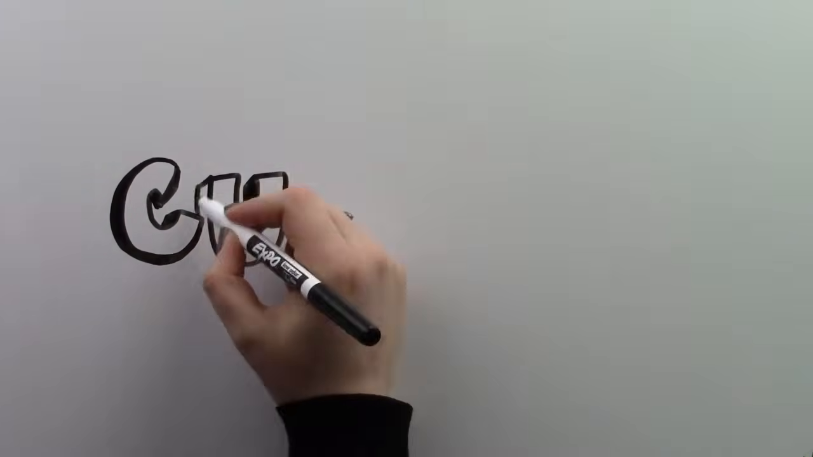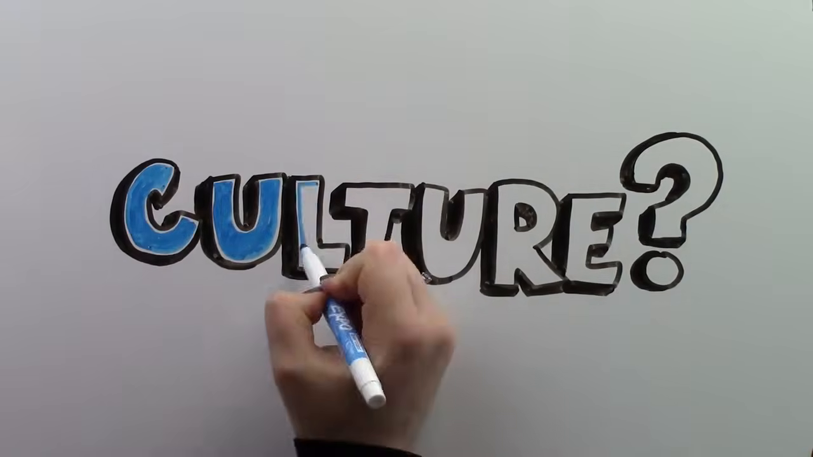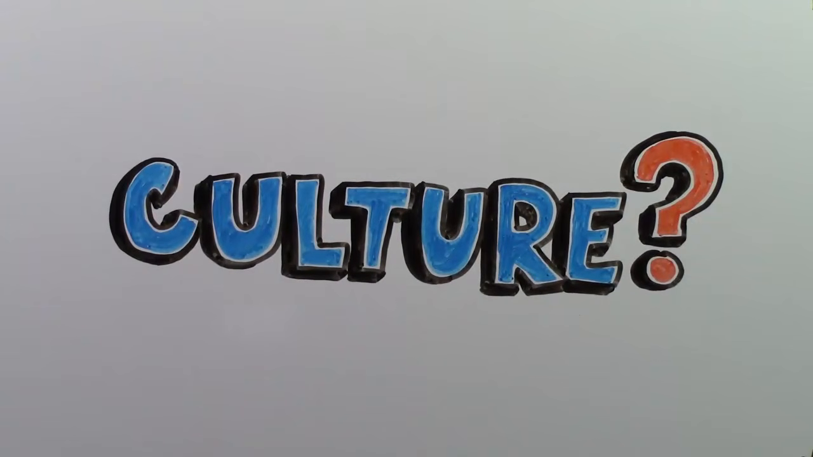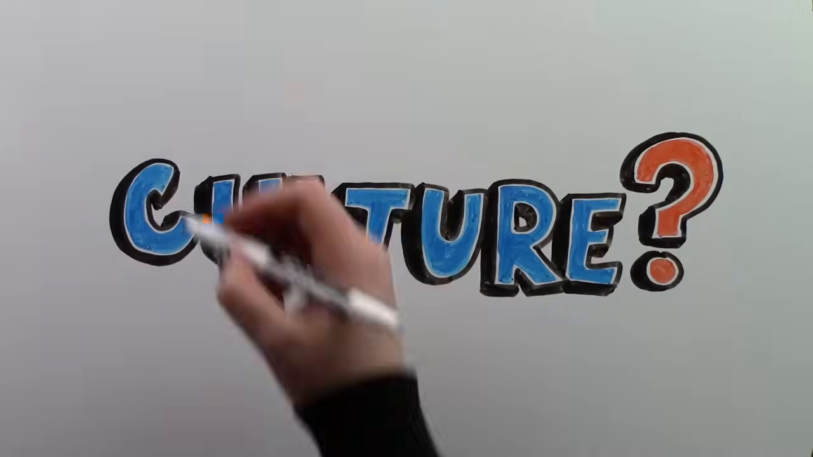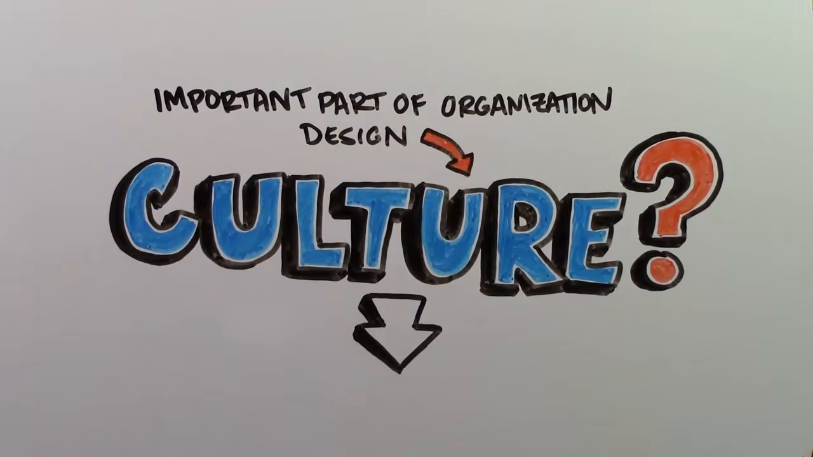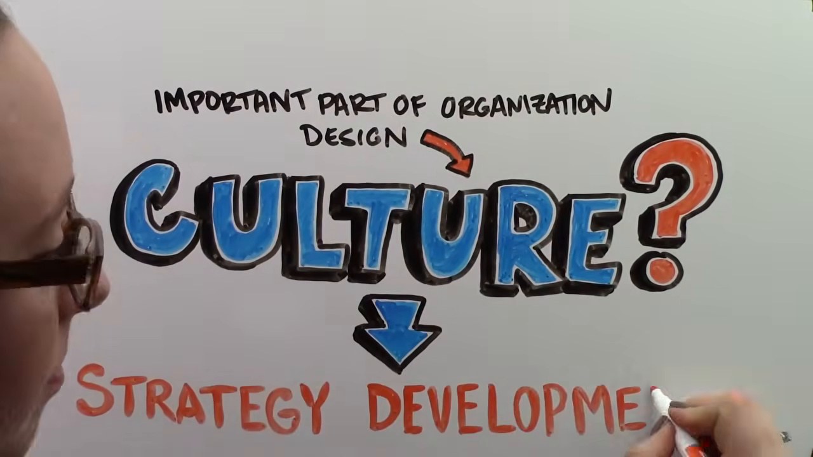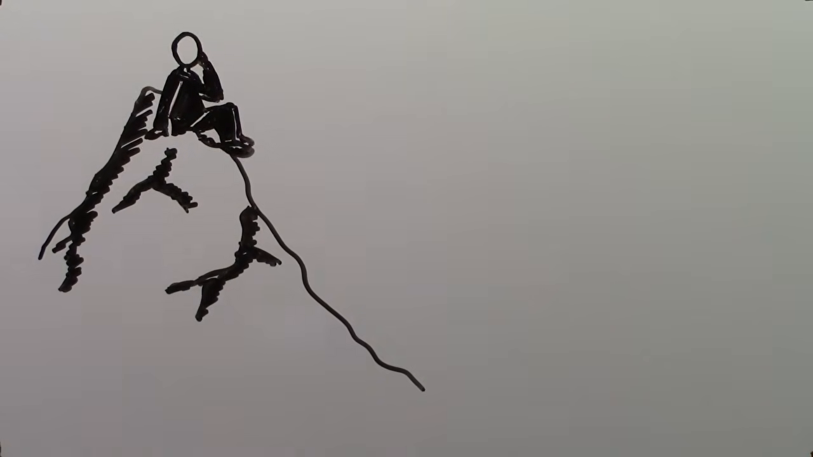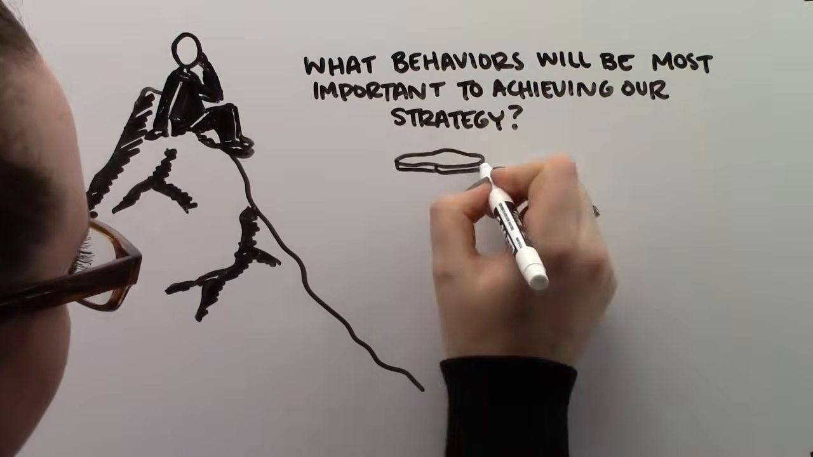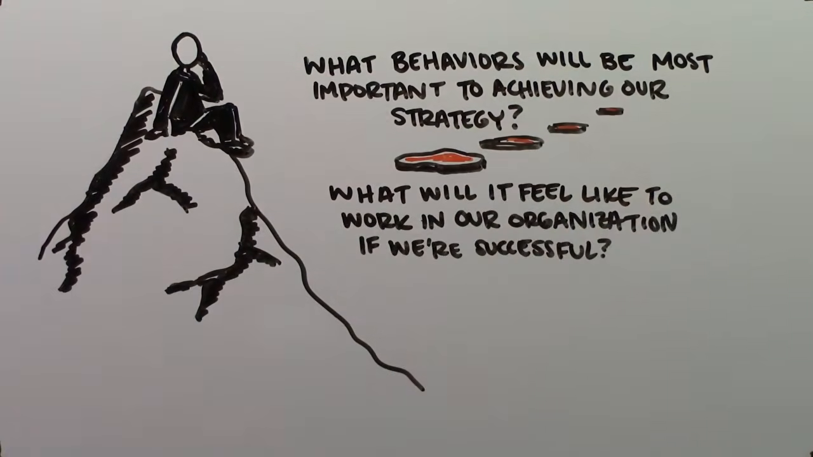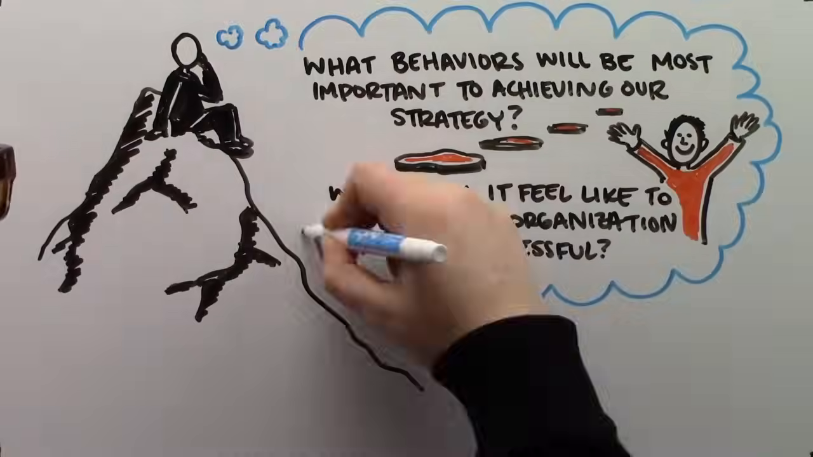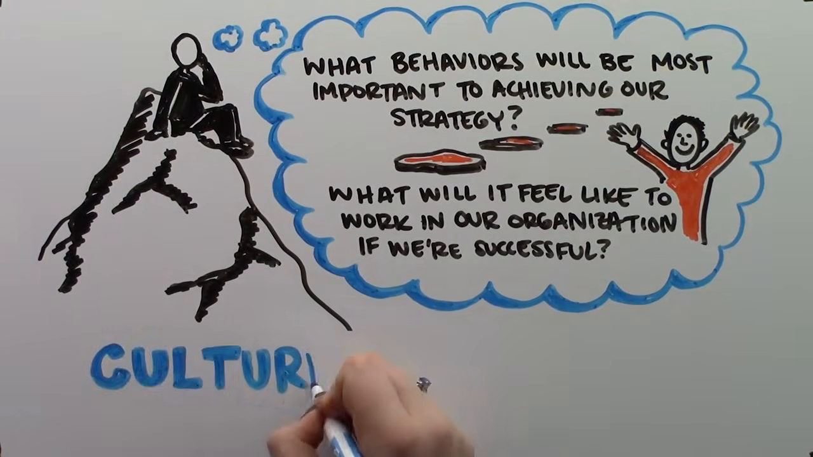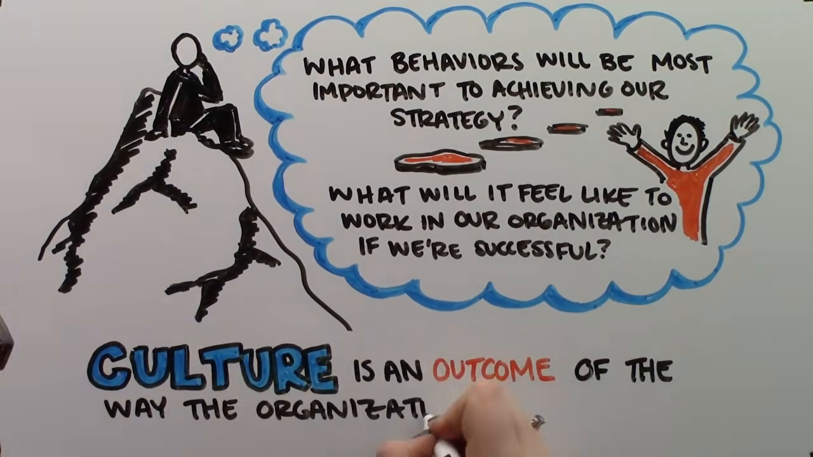We are often asked, why isn't culture a part of the STAR model for organization design? Culture is an important part of organization design. It should be considered as part of strategy development. We suggest leaders identify what behaviors will be most important in achieving our strategy. What will it feel like to work in our organization if we are successful? However, you can't design culture directly. It is an outcome of the way the organization works.